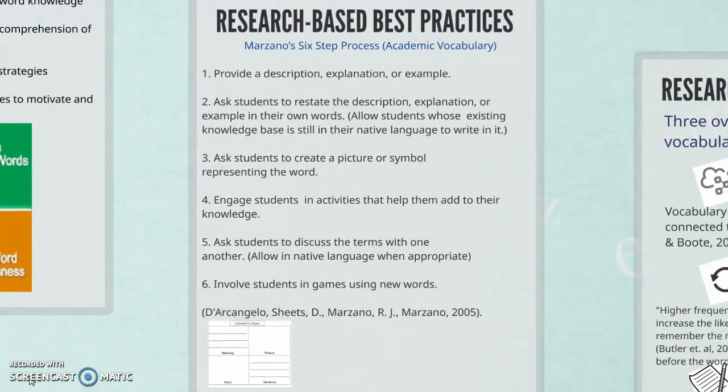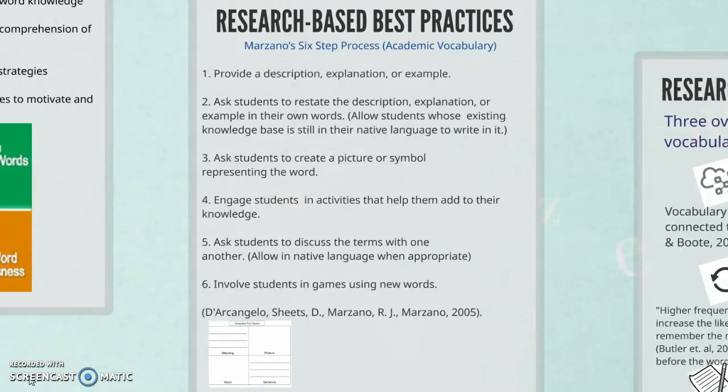Marzano is most well known for teaching ELL's academic vocabulary. He has a 6-step process that you can use. The first step is to provide a description or explanation of the word. Then you ask the students to restate the description and explain it in their own words. Then they can create a picture or symbol to represent the word.